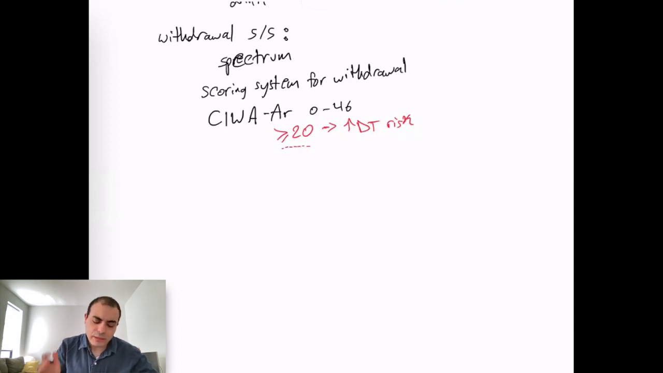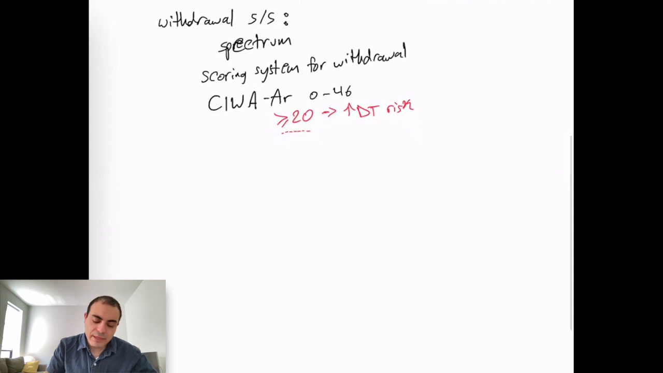Okay. The other question for you: if somebody's CIWA is 20, they're coming with alcohol withdrawal, the last drink was yesterday, and now the CIWA score is 20. Where do you think this patient should be managed? In the floors, in the ICU, in the ER and then sent home? What do you think? I would say ICU.